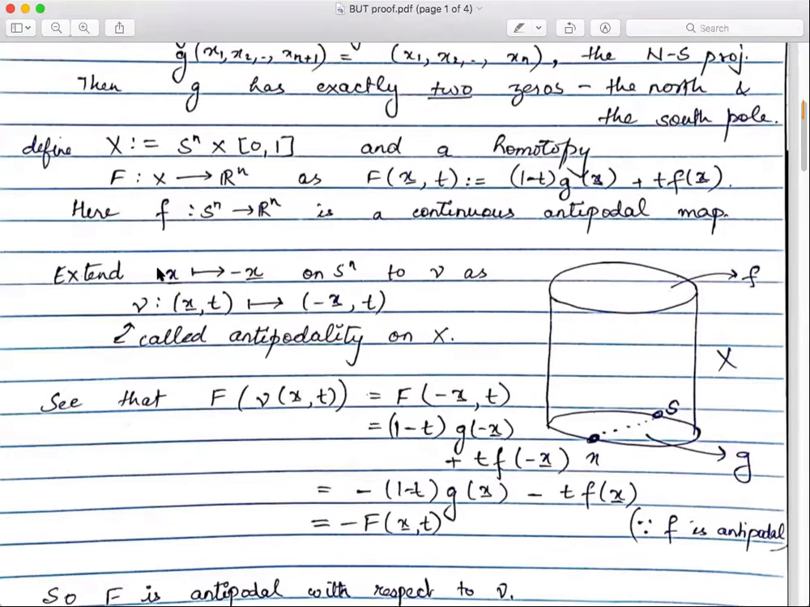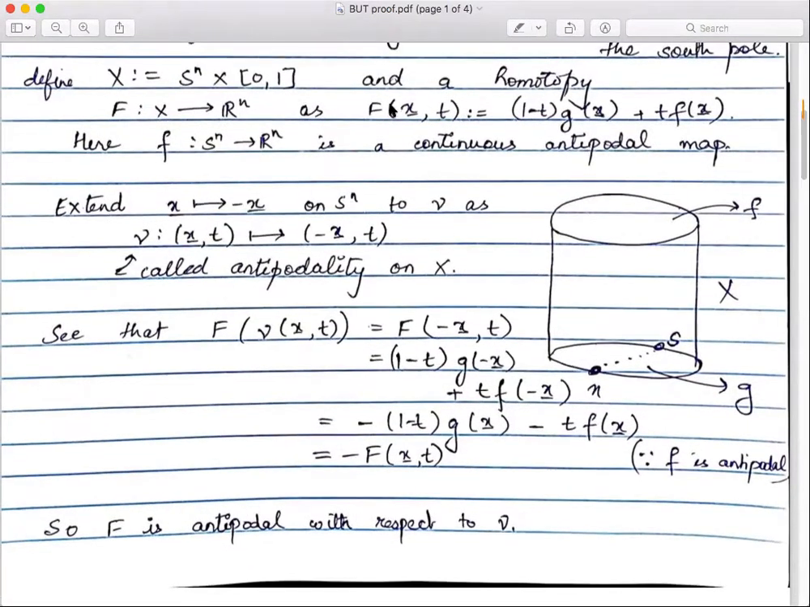Since I know that f is antipodal, which means f of minus x is minus of f(x), and the antipodal mapping on Sn sends x to minus x, I can extend this antipodal mapping of Sn to a map nu on X, sending (x, t) to (minus x, t). Recall this x bar is actually the tuple x1, x2, ..., xn+1. This is then called the antipodality on X, where X is the space Sn cross I.